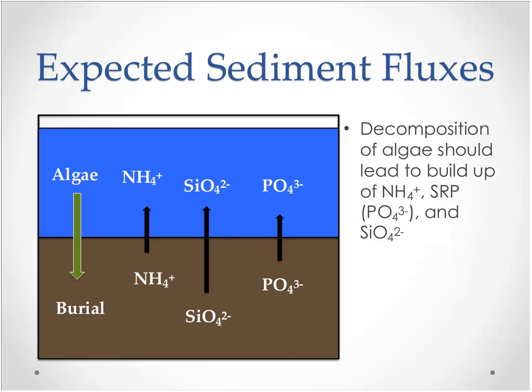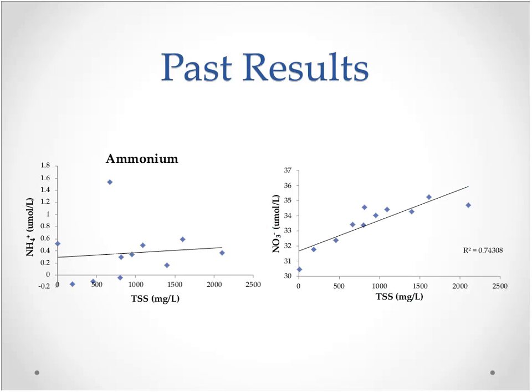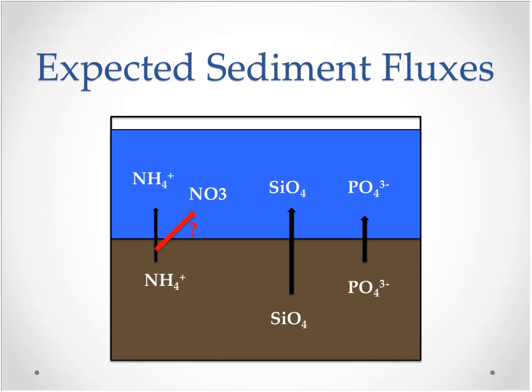For the nutrients we see in the sediment, a lot of it comes from algal decomposition, where the algae gets buried and then decomposes, and we see ammonium, silicate, and phosphate in the sediment. So based on natural diffusion, we would expect to see ammonium, silicate, and phosphate also in the surface water. However, from last year's REU project results, we don't really see a change in ammonium concentration compared to increasing suspended sediment. But we do see this increase in nitrate with increasing suspended sediment, whereas in the sediment we don't typically see nitrate. It's very, very low to not available at all. So again, we see this availability of nitrate, so it must be coming from this ammonium somehow.